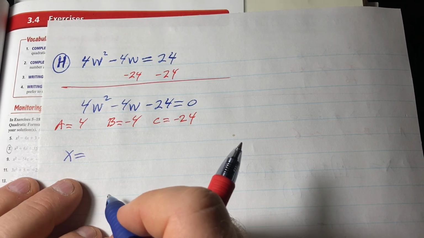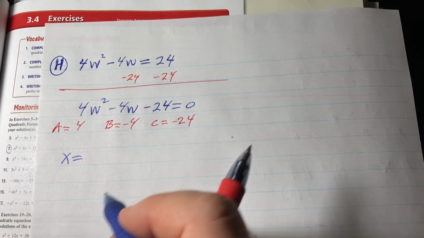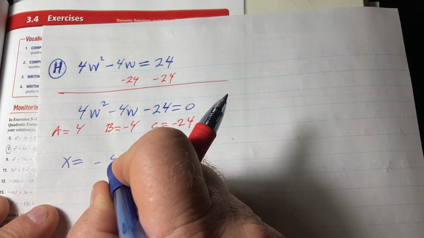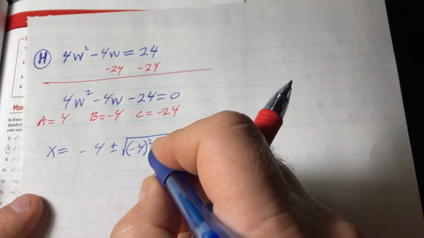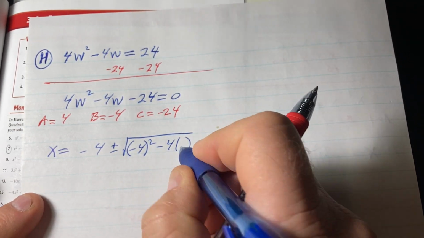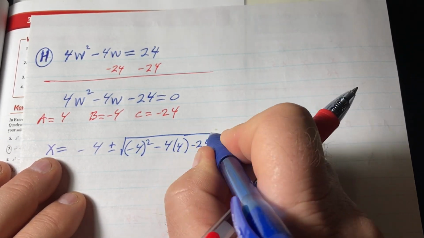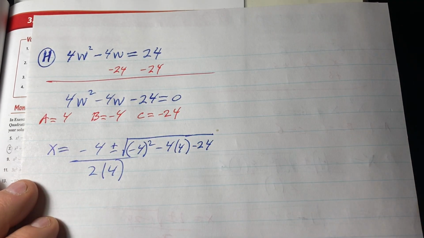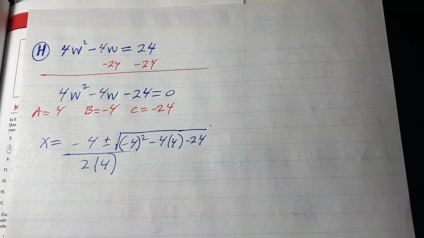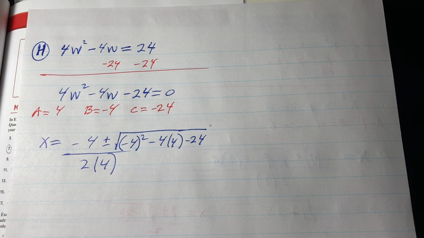x equals negative b plus or minus the square root of b squared minus 4ac, all over 2a. Negative b plus or minus the square root of b squared. I hope you caught that error. 4 times a is 4, c is negative 24, over 2 times a. Okay, did you find the error? Yeah, I hope you did, because there's more than one error. There's 3 errors there. I hope you found at least one of those errors.